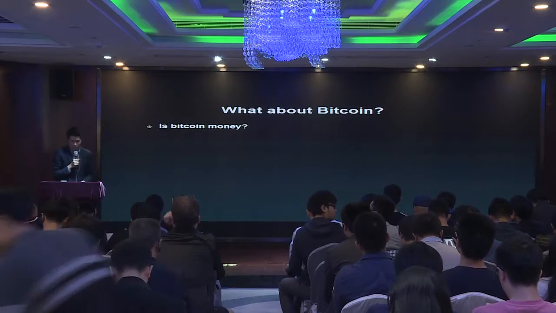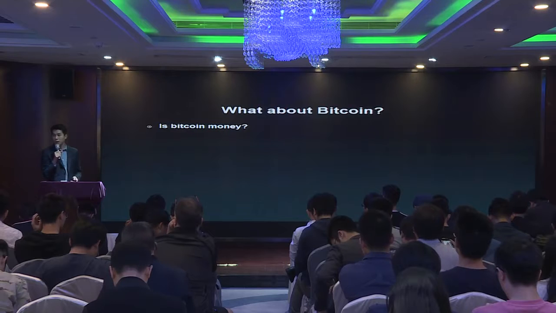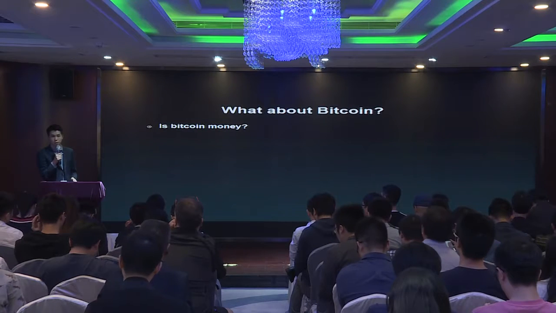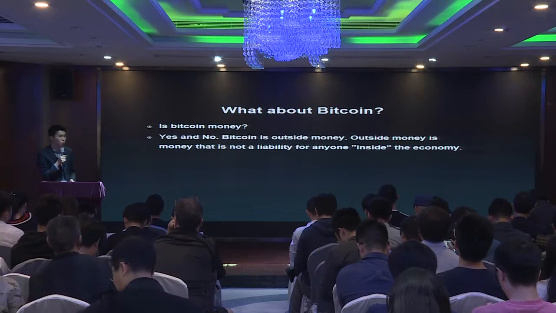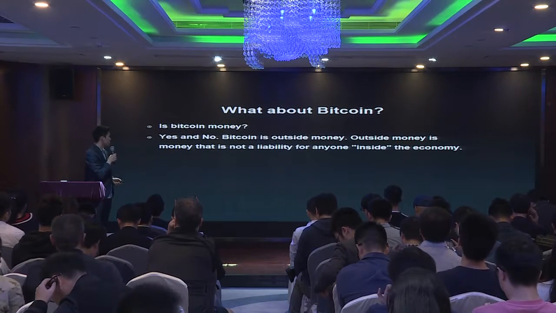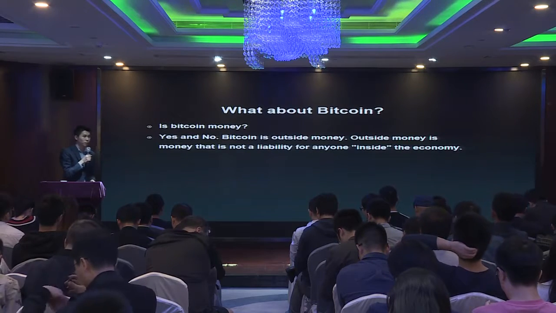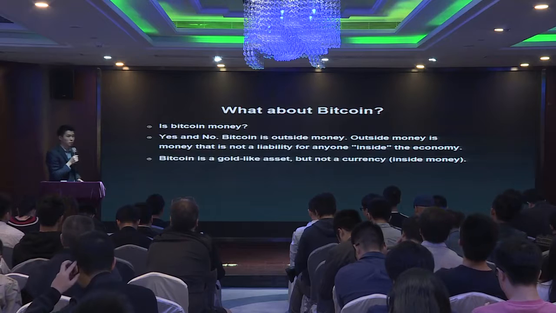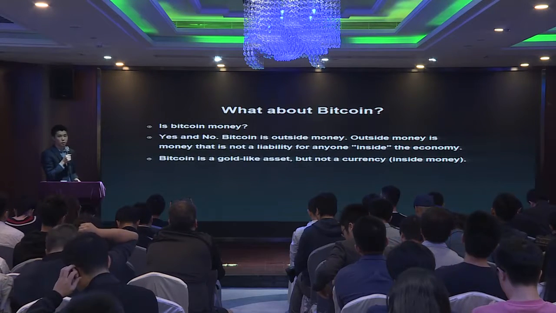So, isn't Bitcoin a deflationary money? And the question that people often ask is, is Bitcoin money? So the answer is yes and no. Bitcoin is outside money, and outside money is money that is not a liability for anyone inside the economy. This makes Bitcoin a gold-like asset, but not a currency.